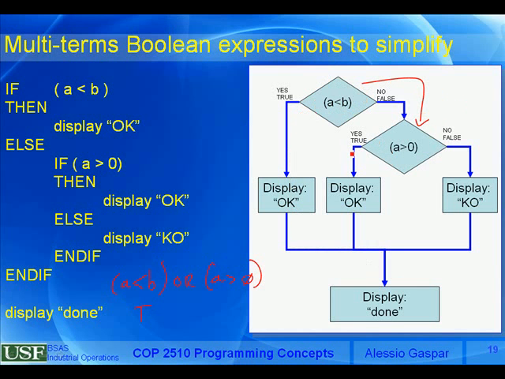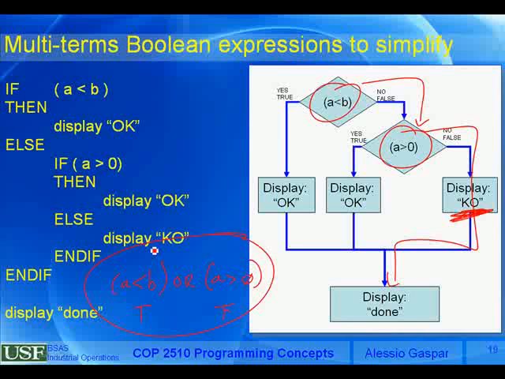If this one is true, then both of them are true, and I display OK. If this one is false, then we have one true, one false. And if this one is false, we have a first term false and a second term false. I'm going to display false. I'm going to display KO. Do whatever I have to do when this whole Boolean expression is actually false. And then I display done.